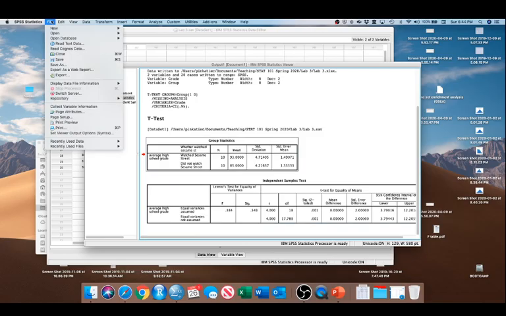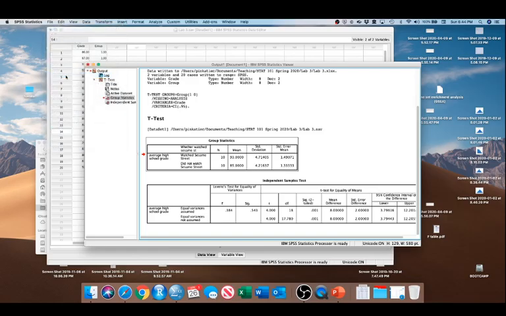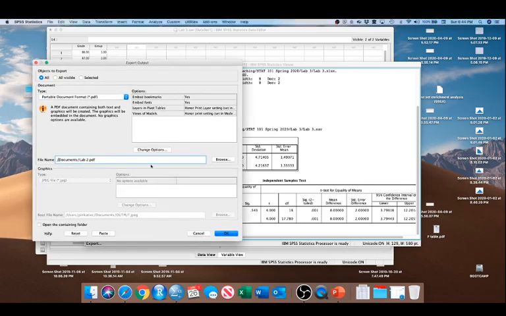for the write-up. So for the lab, you need to attach your output as well as your APA format write-up. So how I would save it is I press export. And however it shows up on your computer, I have a Mac, but I would export as a PDF because that's easier to deal with, and then press OK.